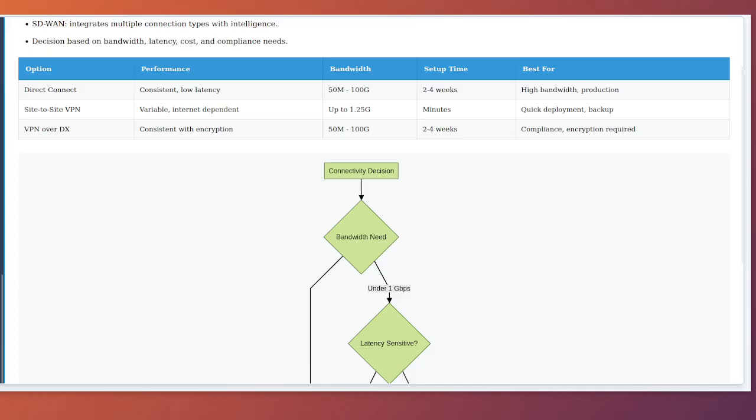VPN over Direct Connect combines the best of both worlds. It provides the consistent performance of Direct Connect with the encryption of VPN. However, it requires the Direct Connect setup time and combines costs from both services.